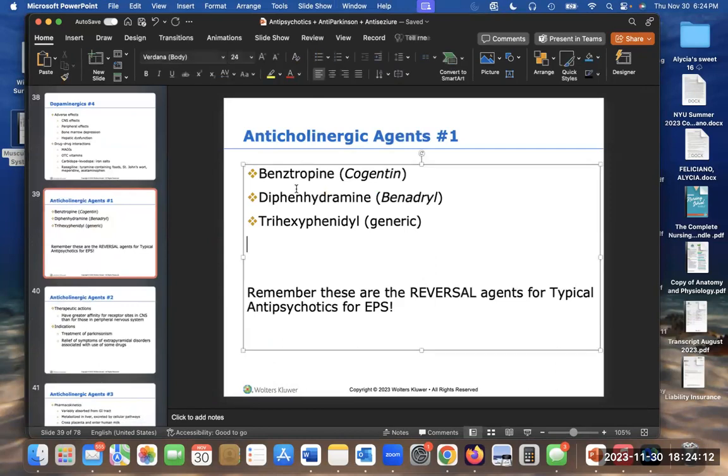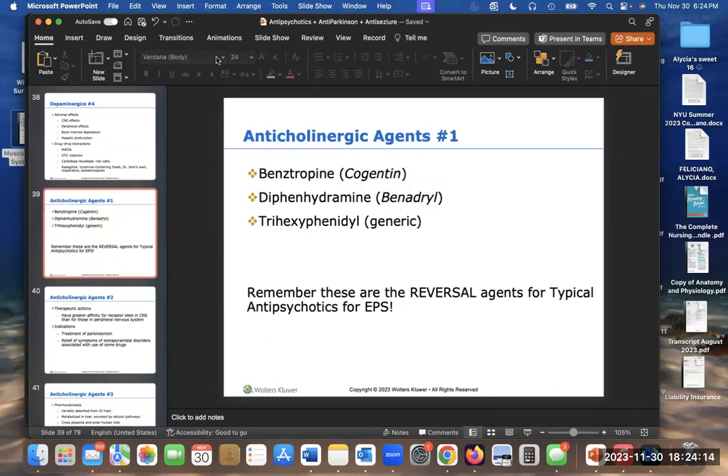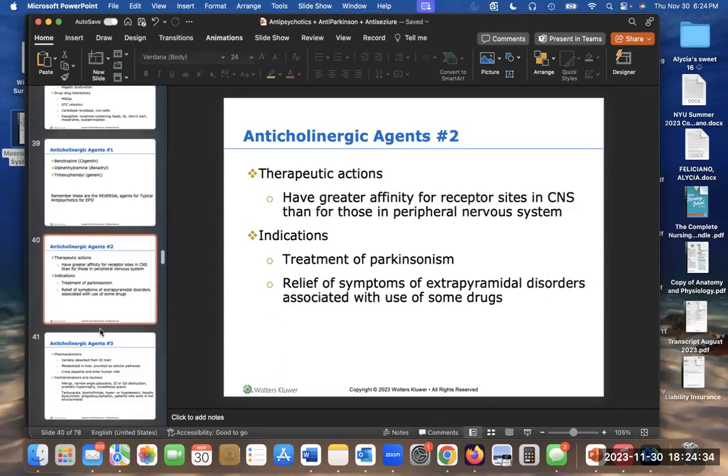Now, we already talked about these, the reversal agents for typical antipsychotics. Now, diphenhydramine, remember, is an antihistamine. It's not an anticholinergic agent, but benztropine and trihexyphenidyl are. Remember, anticholinergic means anti-SLUD, or anti-salivation, lacrimation, urination, defecation, digestion, which means that's already one of your adverse effects, anti-SLUD.